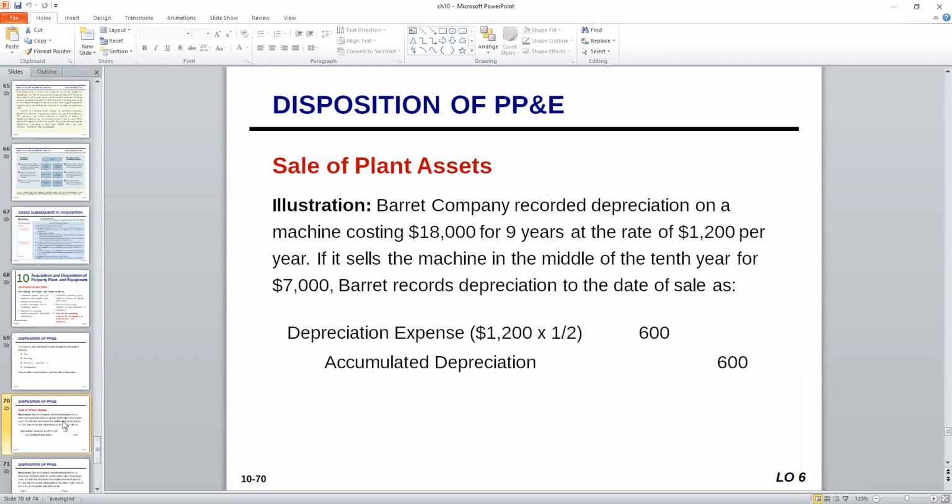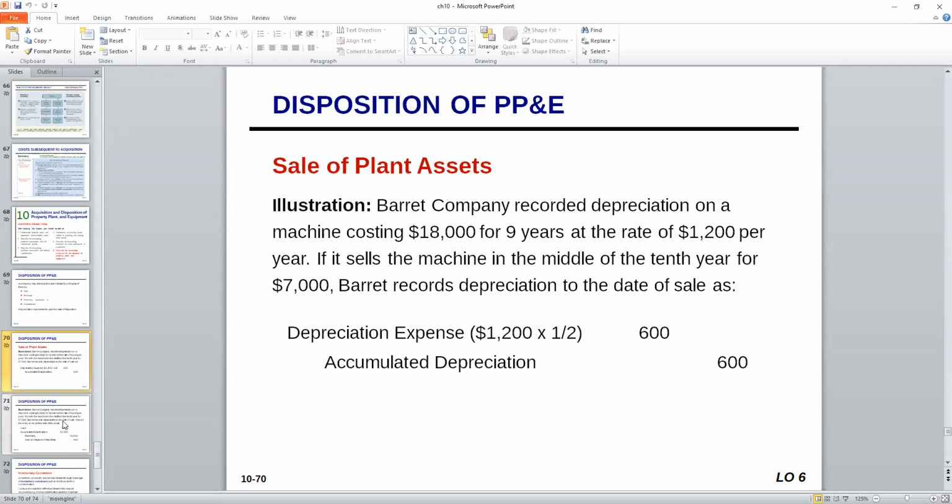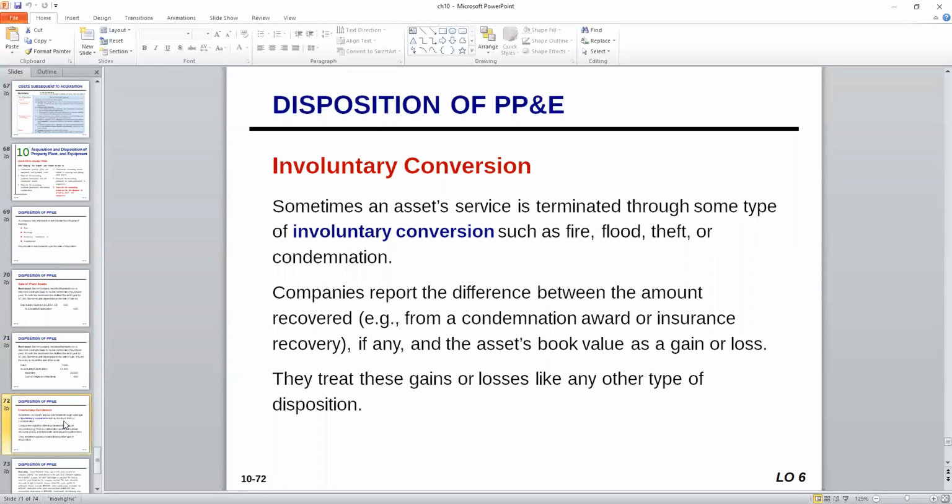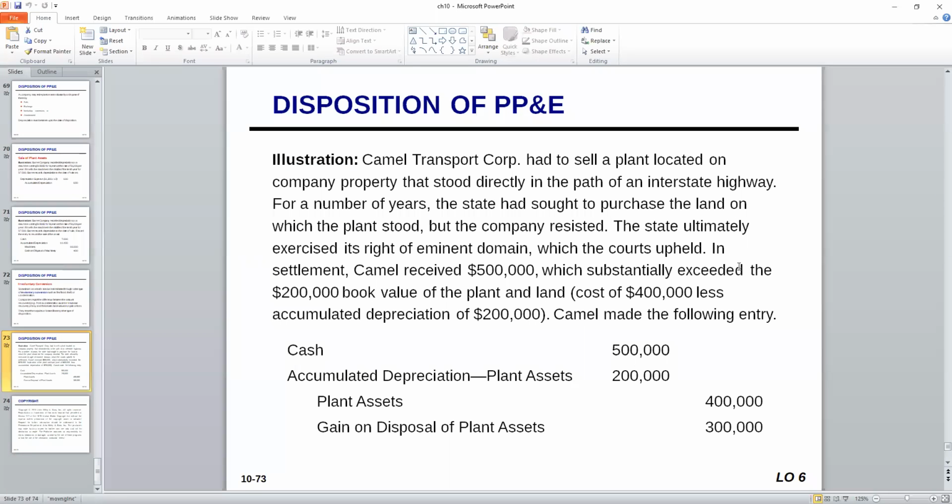Okay, so here's a sale of a plant asset, with depreciation up to the date of disposition. The money received, and you either have a gain or a loss on the disposition. Sometimes an asset's service is terminated through some type of involuntary conversion, such as fire, flood, theft, or other. Companies report differences between the amount recovered and the book value as a gain or a loss. So it's treated like any other disposition. And here's an example.